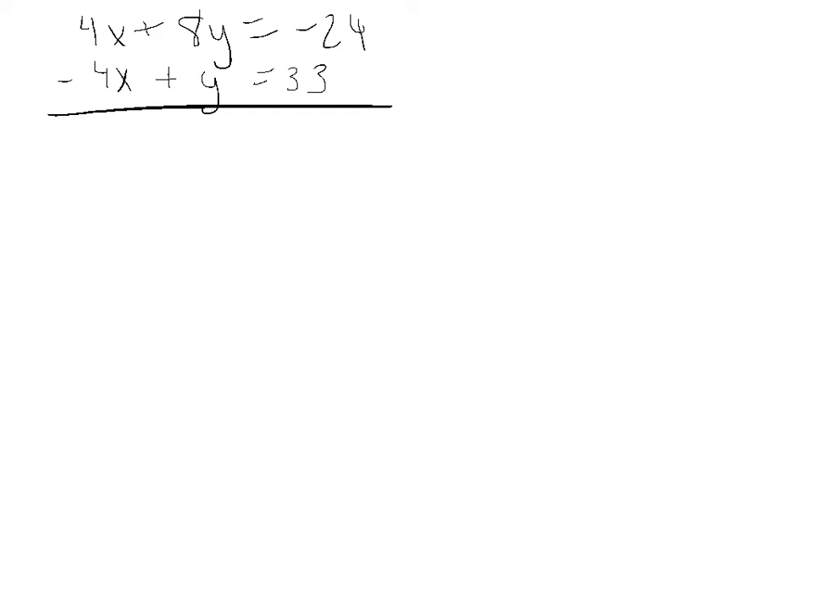The first one will be 4x plus 8y equals negative 24. And the second equation is negative 4x plus y equals 33. Now you can see with these 2 equations, they don't say y equals. It's not that one equation is equal to y and the other equation is equal to y, therefore they would be the same or equal to each other. But now these are in standard form, of the type where it says ax plus by equals c. Number times x plus number times y equals c.